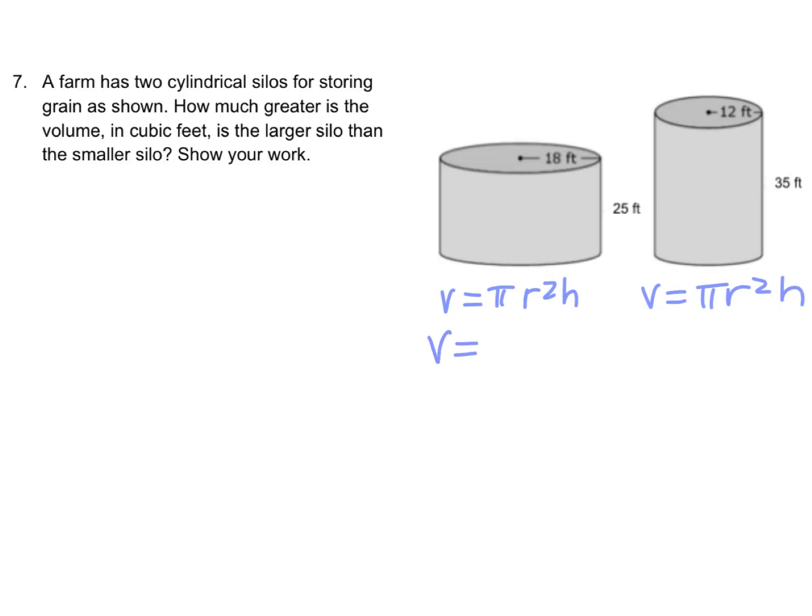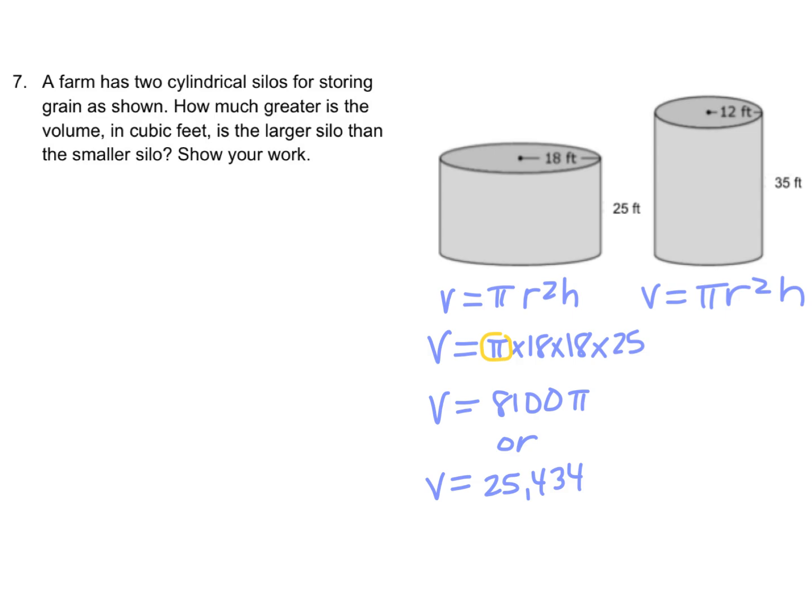Okay, so for this shorter one, it doesn't really specify how I show pi, so I could do it in terms of pi, or I could do 3.14. I'm going to go 18 times 18 times 25. So if I did this one in terms of pi and didn't type in the pi, I would get 8,100 pi. Or I could multiply that by 3.14 and get 25,434. So either one of those. Okay, so that's for the one cylinder.